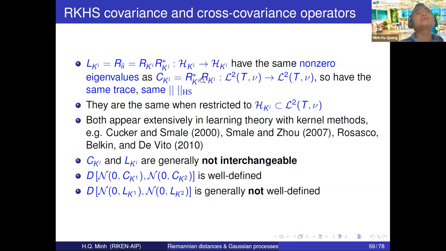These operators have a lot in common. They have the same non-zero eigenvalues, the same trace, the same Hilbert-Schmidt norm, et cetera. They are the same when we restrict them to the space HK1, but in general they are not interchangeable. We can define the distance between the operators on the same space, which is well defined, but the distance between operators on two different spaces, HK1 and HK2, is not well defined in general.